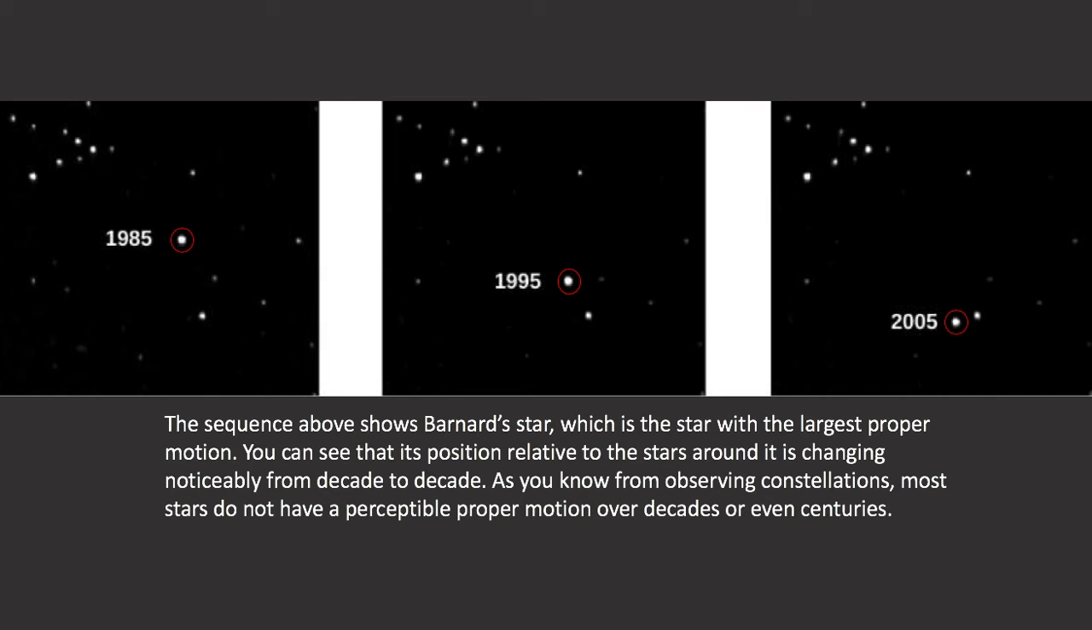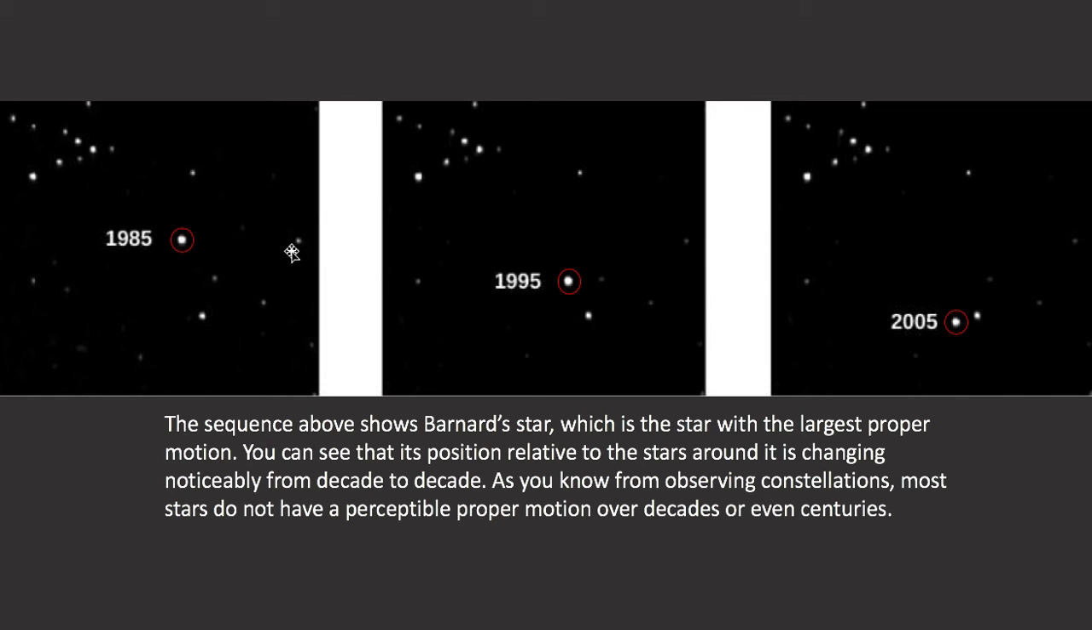The most prominent example of proper motion is a star called Barnard's star. It's the star that has the largest amount of proper motion. And this sequence of images shows how it moved from one decade to the next. So 1985, 1995, 2005. First, think about the stars that are around it. You've got this V shape here, V shape here, V shape here. So from 1985 to 2005, you see the same pattern, right? The pattern of stars is not changing, which tells you that these stars do not have much proper motion, right? They're not moving side to side relative to one another.